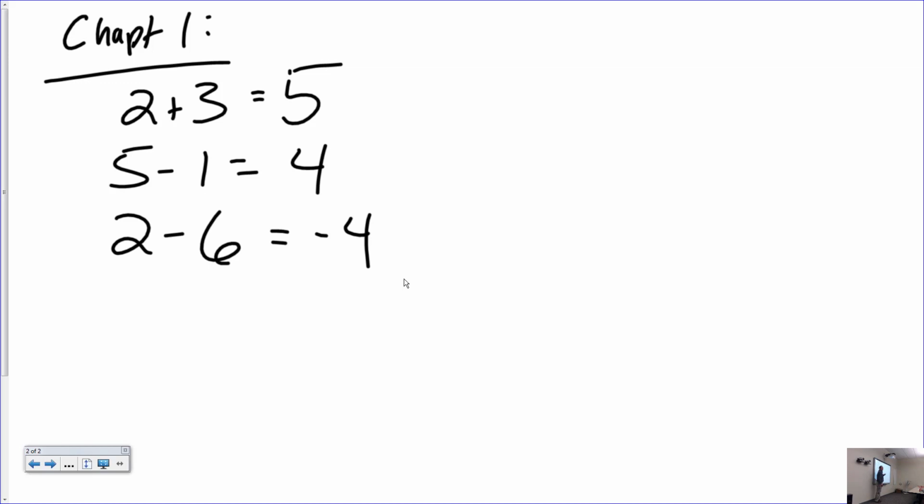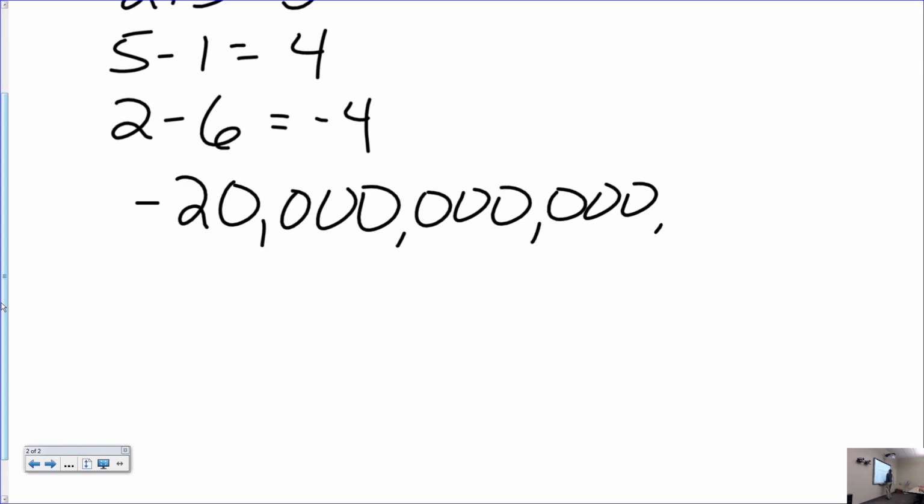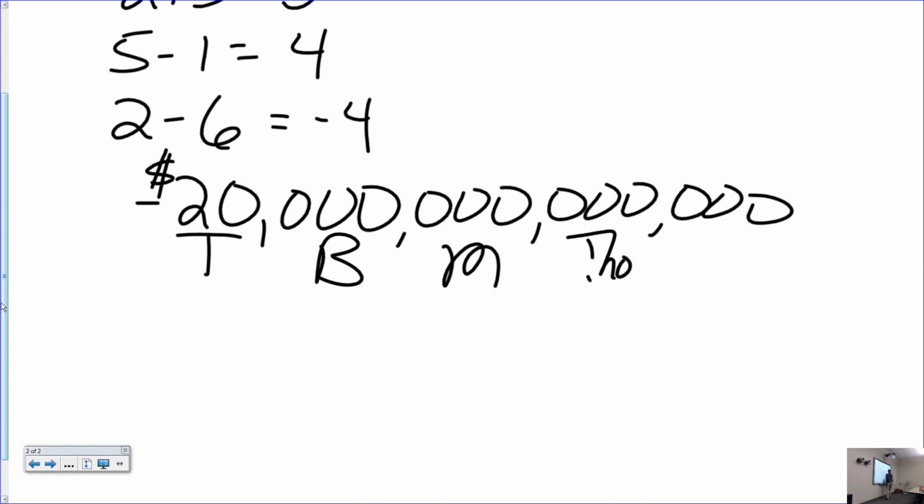Now, how far is the government in debt, folks? Billions. Trillions. 20 trillion. That's our U.S. debt, folks. And one of the things that I like to do when I write this number is to remind you how the numbers go: trillions, billions, millions, thousands, hundreds.